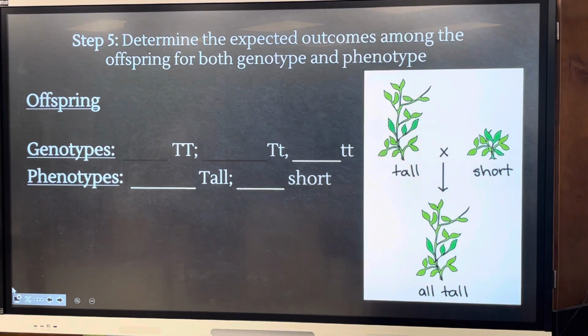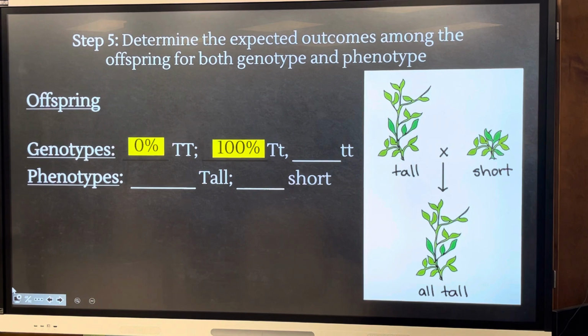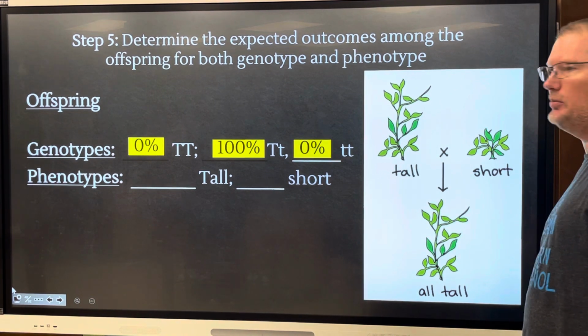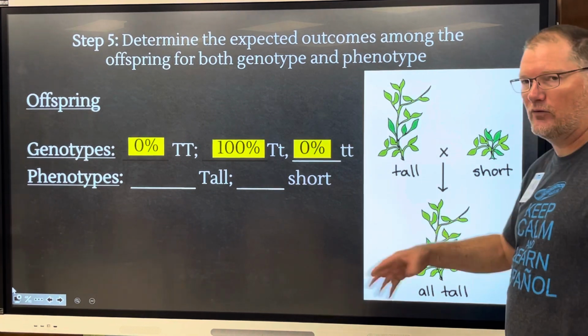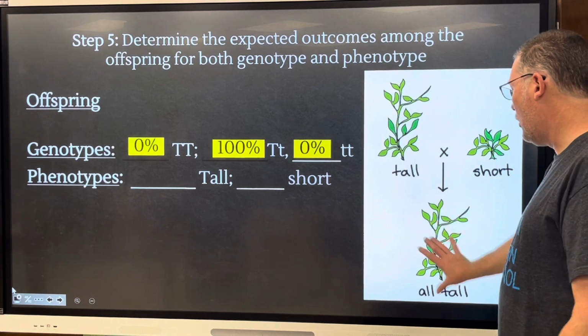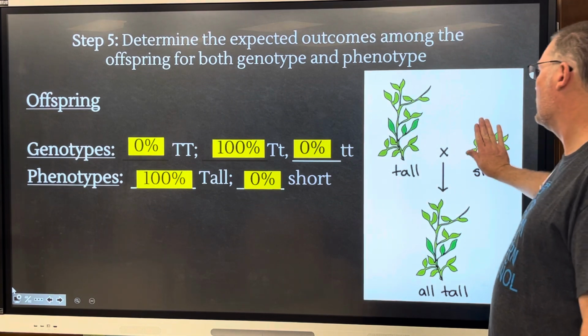So what are the genotypes? How many homozygous tall? 0, right? According to that Punnett square that you just made. But 100% of them are going to be heterozygous, and 0% are going to be homozygous recessive. Now the phenotype, remember phenotype is what it looks like on the outside, all of them are going to be tall. 100% tall and 0% are going to be short.